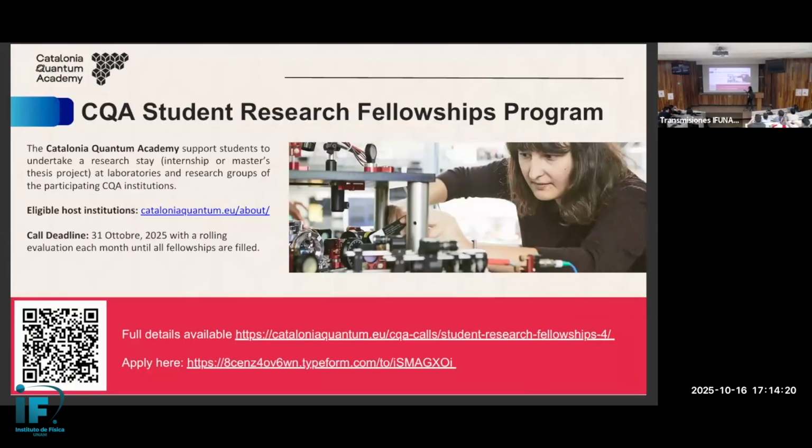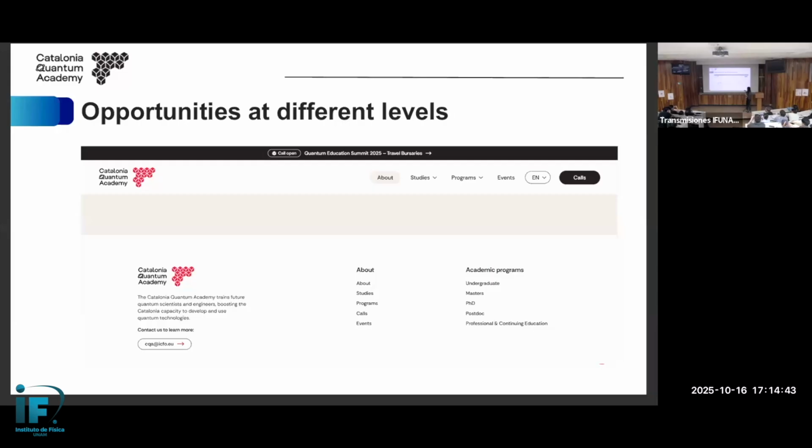Why am I mentioning this? Because career opportunities are available also through this platform. As you can see here, there's a call for research fellowships. It's closing soon, but other opportunities will be available again. If you are not an undergraduate or master student, but you are a PhD or postdoc, you can also check opportunities available for you on the web page.